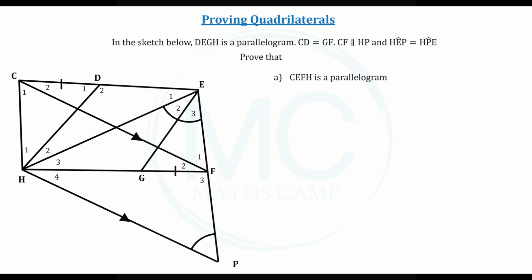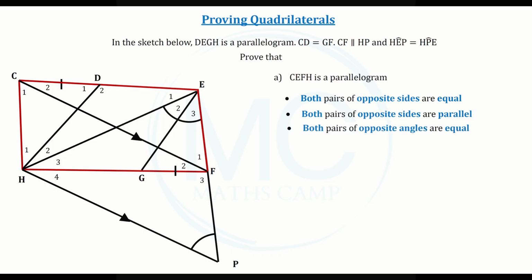Prove that CEFH is a parallelogram. Let's make it red. To prove that CEFH is a parallelogram, we need to prove that both pairs of opposite sides are equal, or that both pairs of opposite sides are parallel, or that both pairs of opposite angles are equal, or that the diagonals bisect, or that one pair of opposite sides are equal and parallel. Right now, we can possibly use any of these 5 ways to prove that CEFH is a parallelogram.